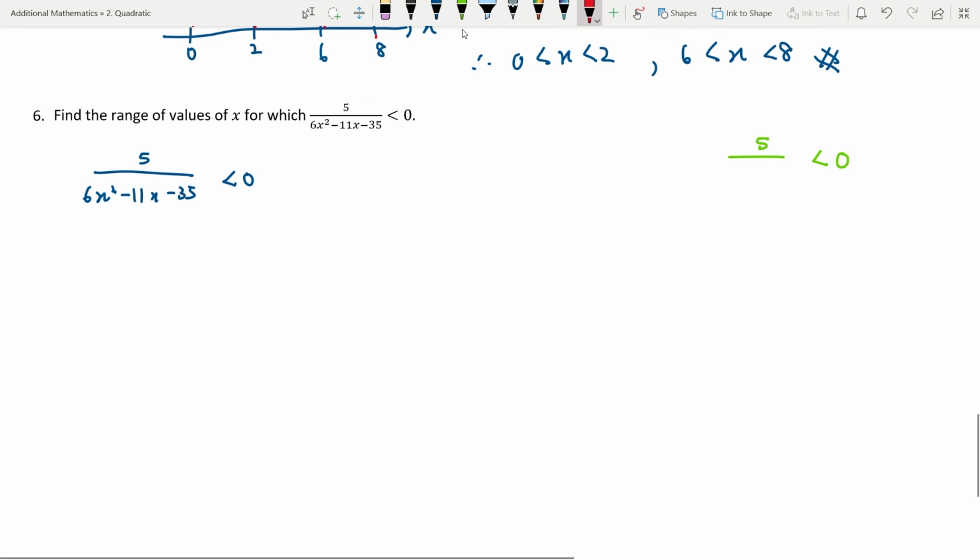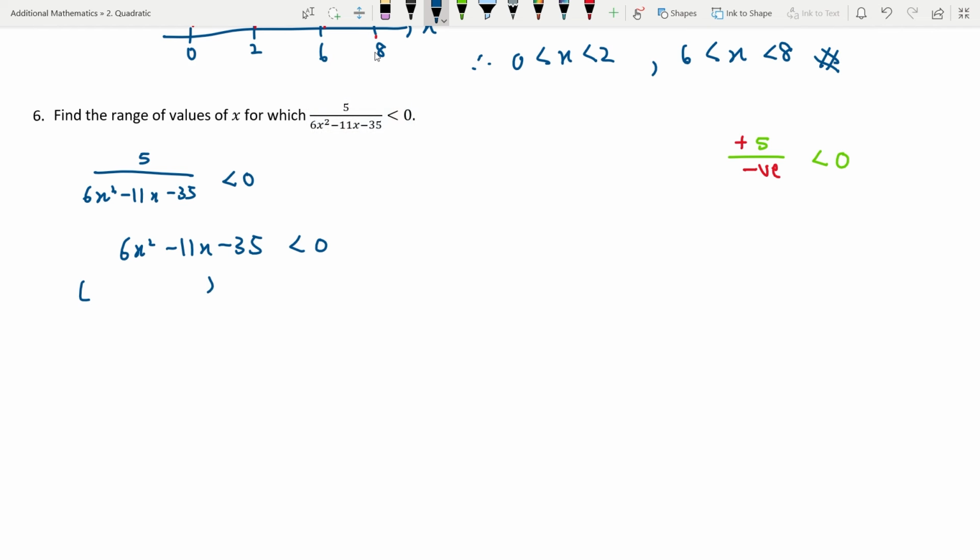5 is a positive value. In order to get a negative answer, less than 0 means a negative answer, a positive value must be divided by a negative value. Then we will get an answer which is less than 0. In order to solve this question, 6x squared minus 11x minus 35 must be a negative number, which means less than 0. We solve for this inequality to find the range of values of x.